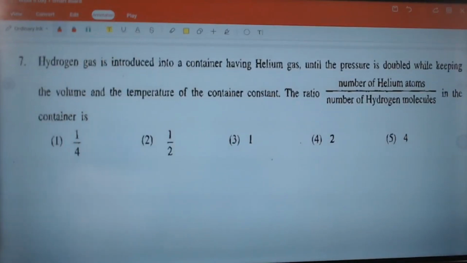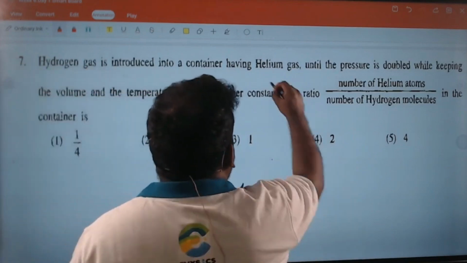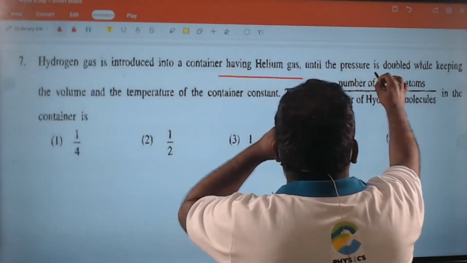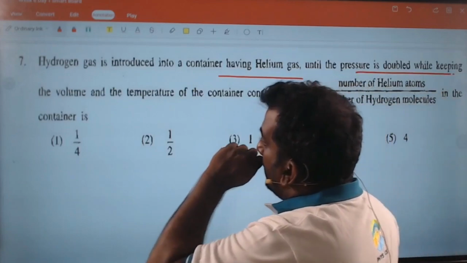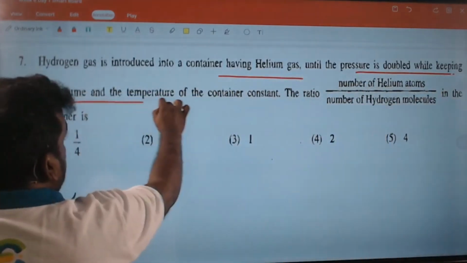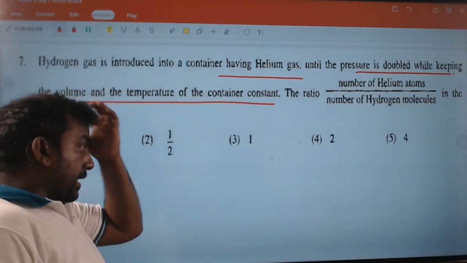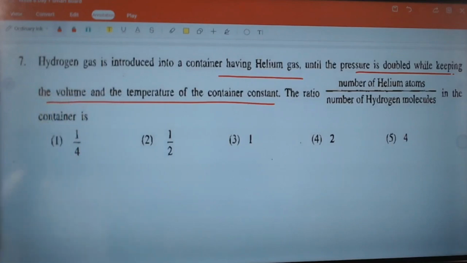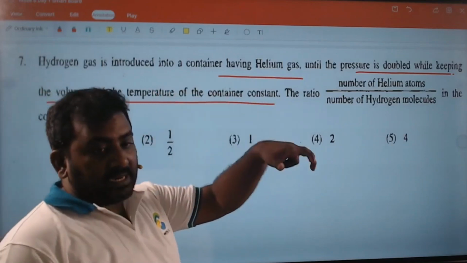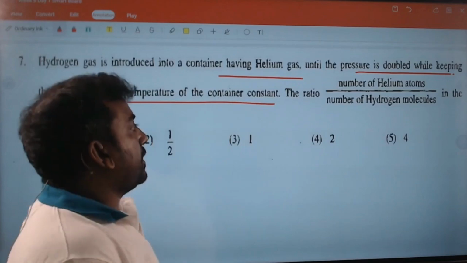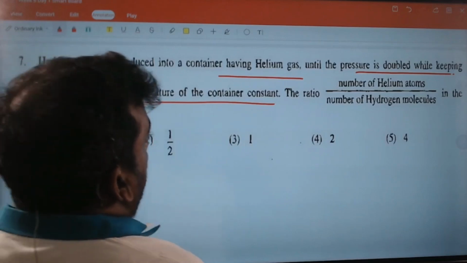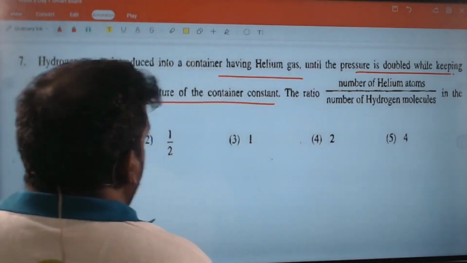Hydrogen gas is introduced into a container having helium gas until the pressure is doubled while keeping the volume and the temperature constant. So this is like Dalton's law of partial pressure. There is a pressure P, I insert hydrogen, now the pressure became 2P. Right. Ratio of the number of helium atoms to the number of hydrogen atoms.